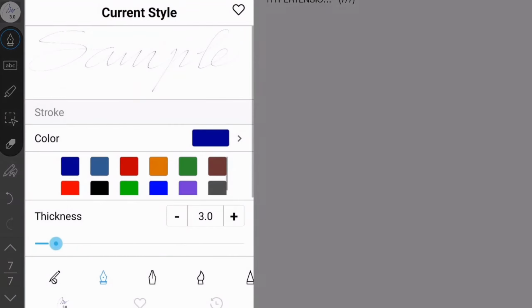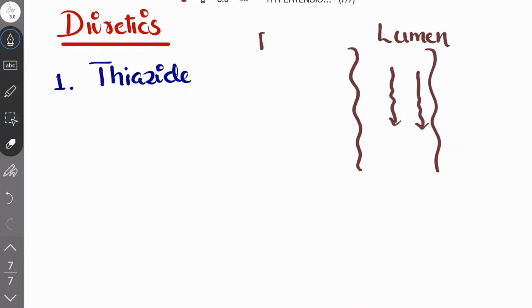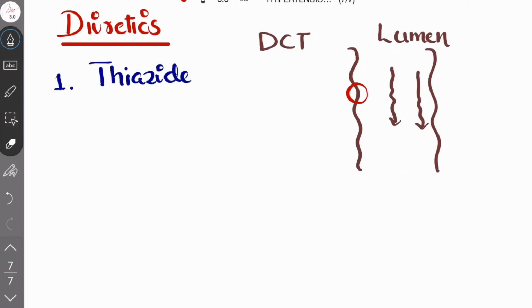Thiazide diuretics act on the sodium chloride pump. This is the lumen, where urine is passing over here. The distal convoluted tubule, that is the DCT. There is a channel called the sodium chloride co-transporter. This drug, thiazide diuretic, blocks this channel, which leads to the release of sodium chloride into the urine.